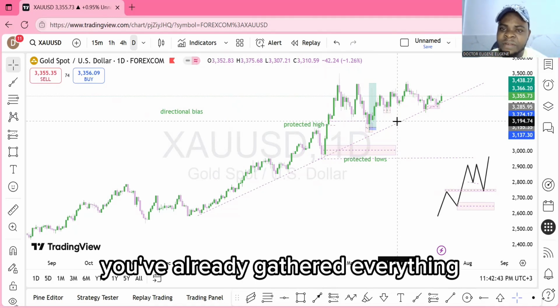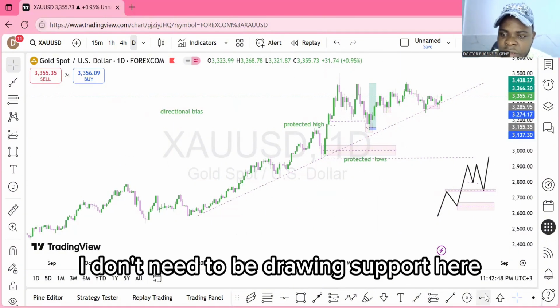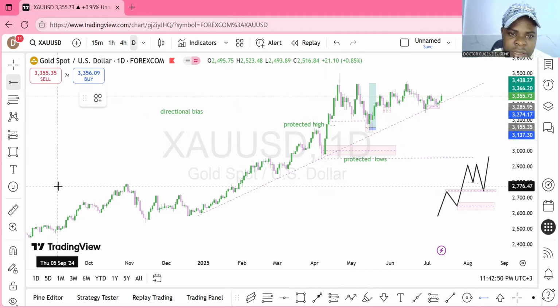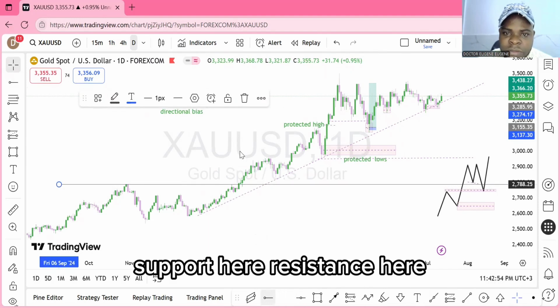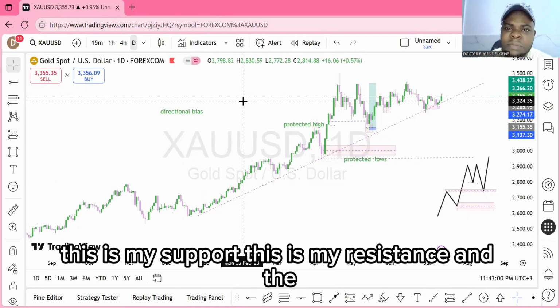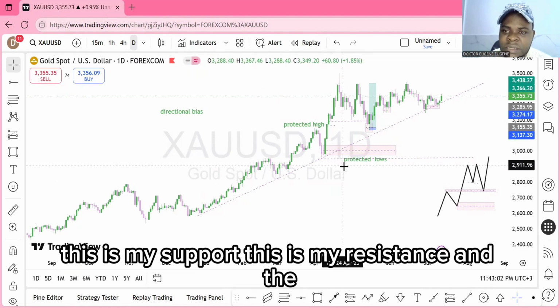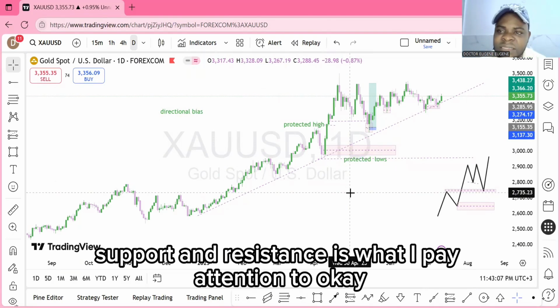You've already gathered everything. This thing now, you don't need to be drawing. I don't need to be drawing support here, support here, resistance here, support here, resistance here. I don't need to be drawing support and resistance. This is my support, this is my resistance. And the current support and resistance is what I pay attention to.